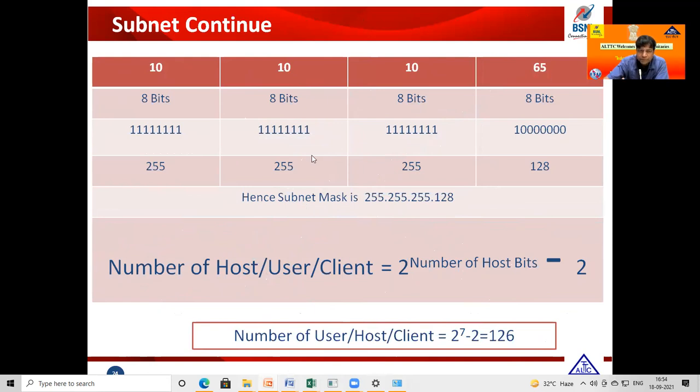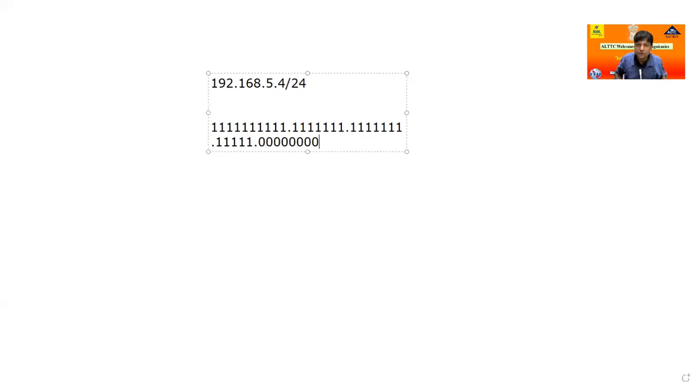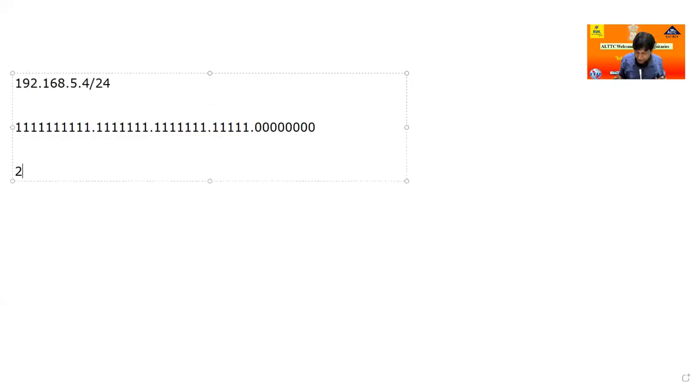Suppose we take one IP address, 192.168.5.4/24. I want to do the subnet calculation for this computer's IP address. So this is 11111111, writing it here, 11111111, 11111111, 11111111, and all the remaining part is 0. But when we write it in our form, we just put here 255.255.255.0. So this is the subnet mask of this IP address.